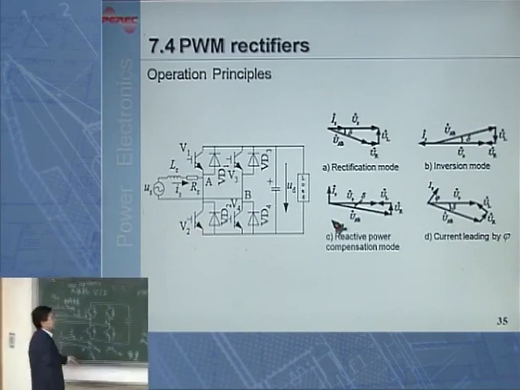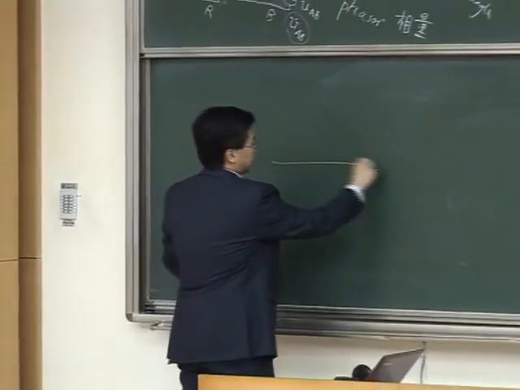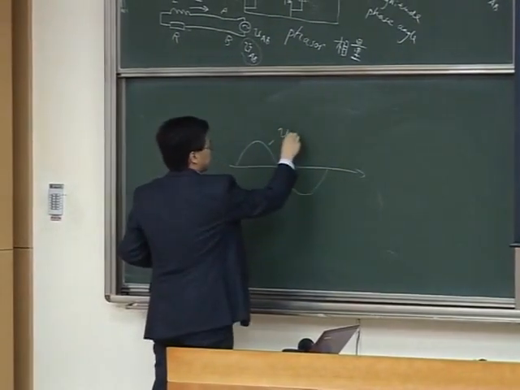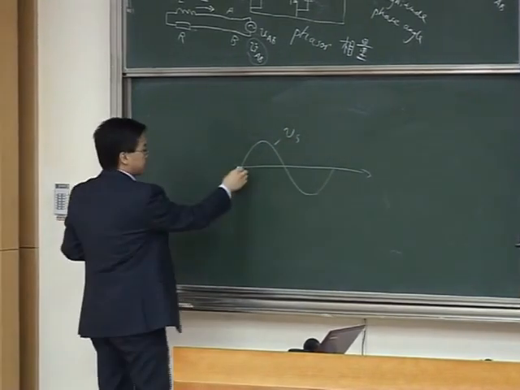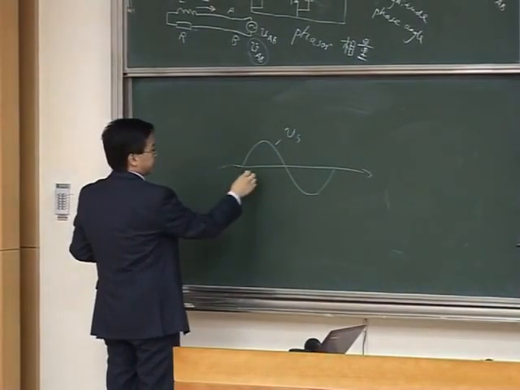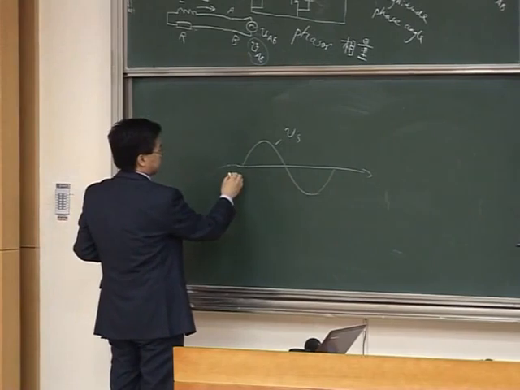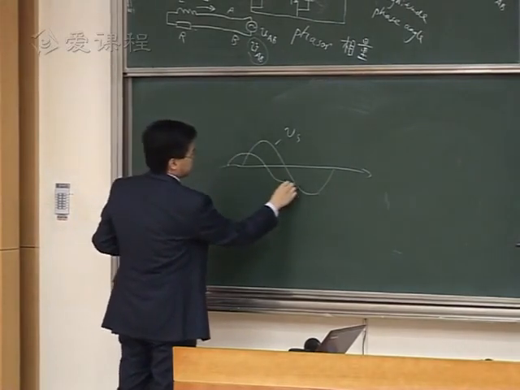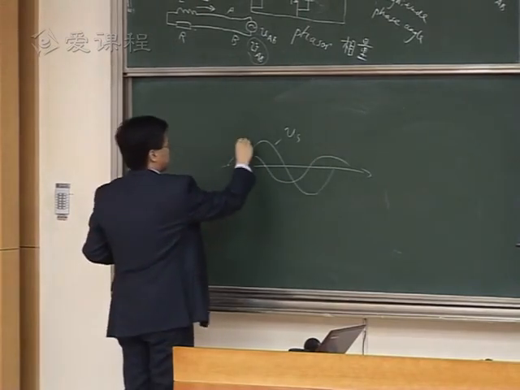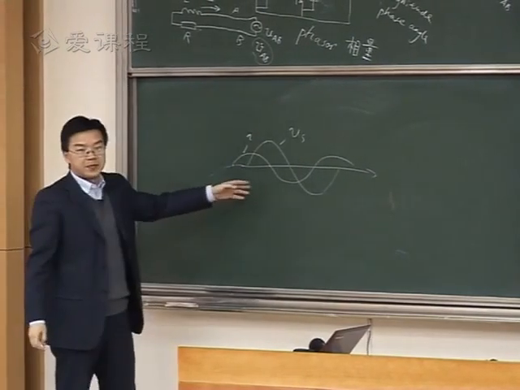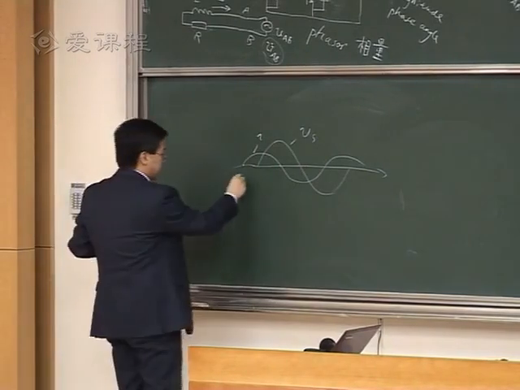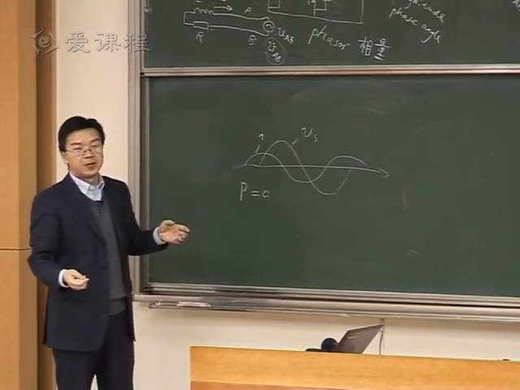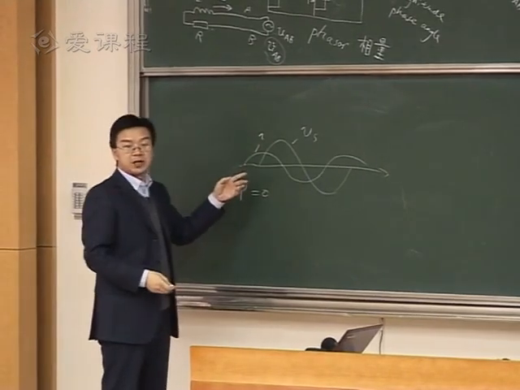That means what? So if I draw the time domain waveform, if this is the voltage Us, when the current is leading Us by 90 degrees, that means what? The current is here. Current is something like this. This is the current. And therefore, if you calculate the active power, that active power is 0. It has only reactive power.